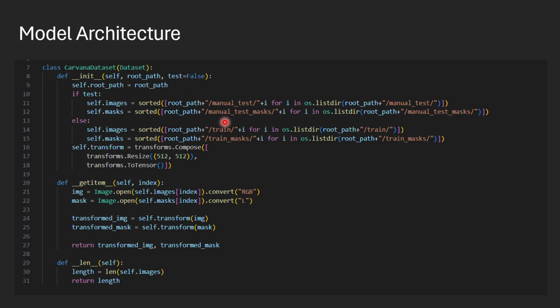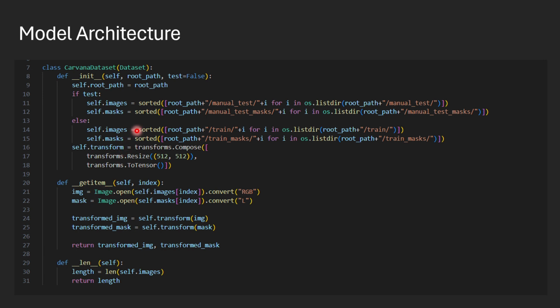Okay, so for the dataset, I'm taking transforms.resize and I'm resizing the image into 512 by 512, and then I'll convert that into a tensor. Okay, pretty simple. So that is about the init function. And next I've got get item.